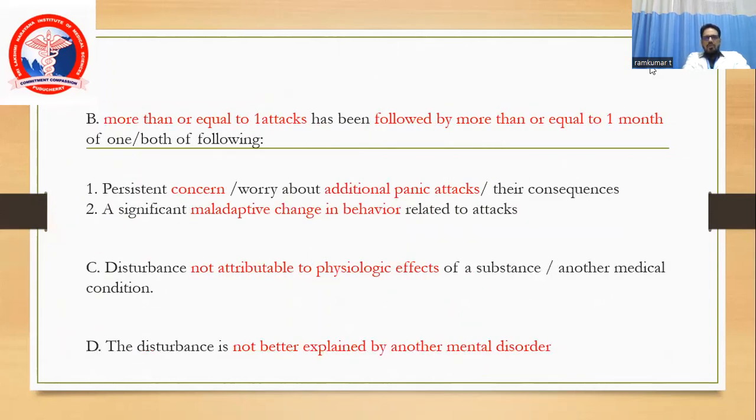One or more attacks have been followed by one or both of the following. One, persistent concern or worry about additional panic attacks or their consequences. Two, a significant maladaptive change in behavior related to the attacks. C, the disturbance is not attributable to the physiologic effects of a substance or another medical condition. D, the disturbance is not better explained by another mental disorder.